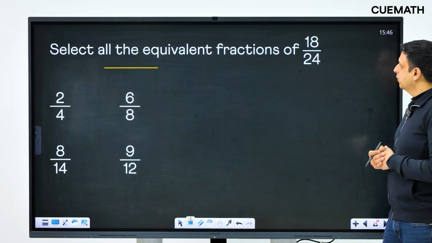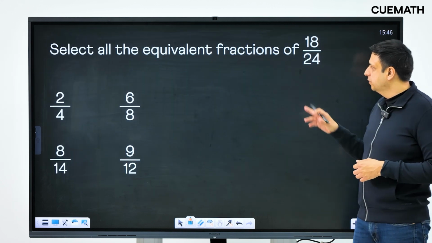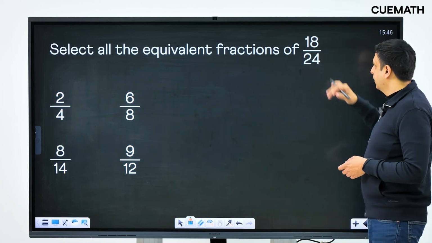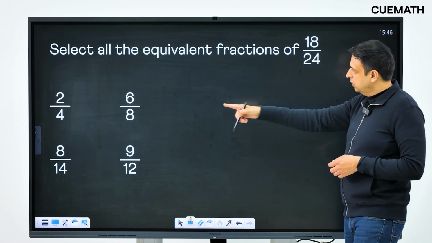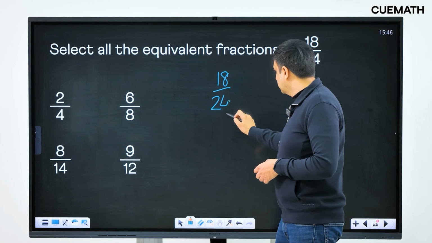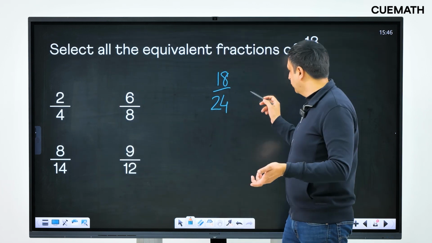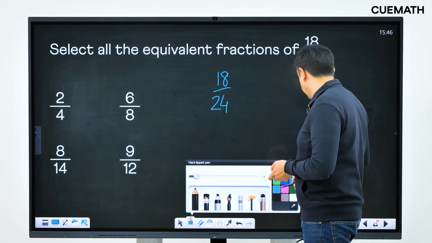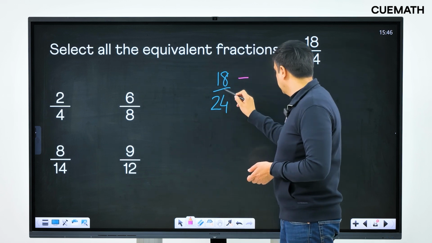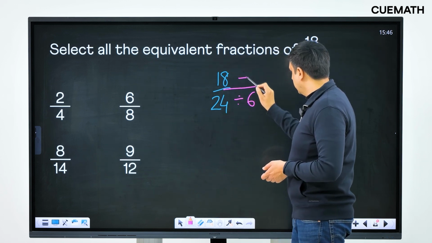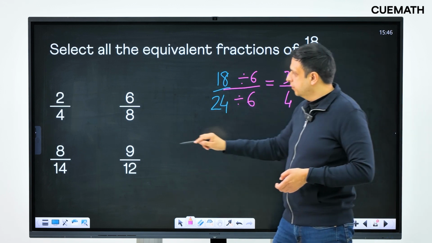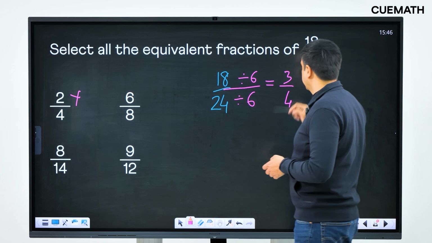Alright, select all the equivalent fractions of 18 over 24. So we will see which of these fractions we can generate from 18 over 24 by dividing above and below with the same number. So let's do the first case in more detail. So we have 18 over 24. Can I generate 2 over 4 from 18 over 24? I need 4 in the denominator, so let's divide the denominator by 6, but I'll also have to then divide the numerator by 6. So what I'll get is 3 over 4, but that is not 2 over 4, so 2 over 4 is not really equivalent to 18 over 24.